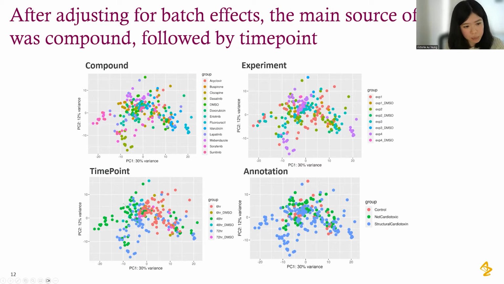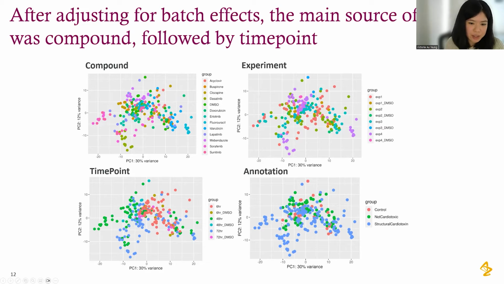If we look at time point, we can also see that there's an effect there. So we can see that there's a 6-hour time point, which is very different from the 48 and 72-hour time points. And finally, if we look at our structural cardiotoxicity labels for the samples, we actually see it's a bit of a mess. There's not really any clear clustering.